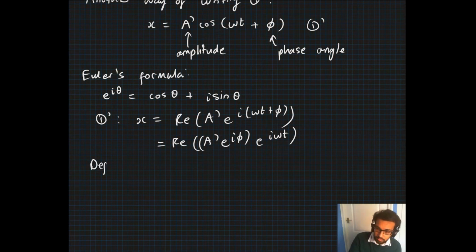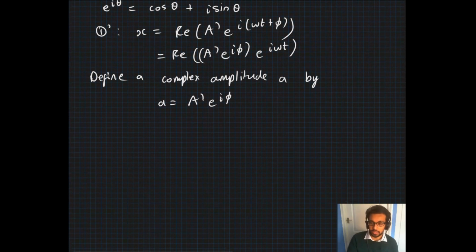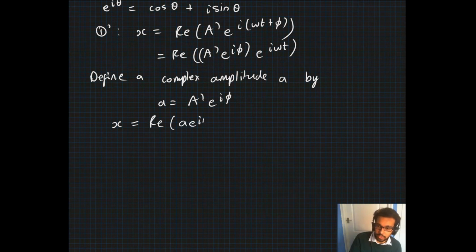So define a complex amplitude, A, by writing it as A equals A prime e to the i phi. So this in general is complex, it doesn't have to be real, and now we can write x equals the real part of A e to the i omega t.